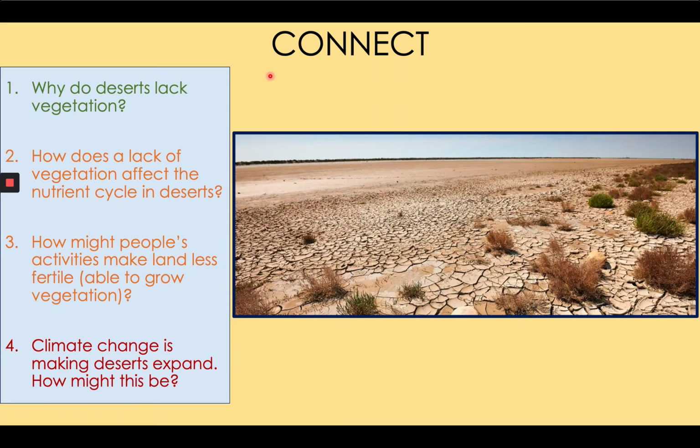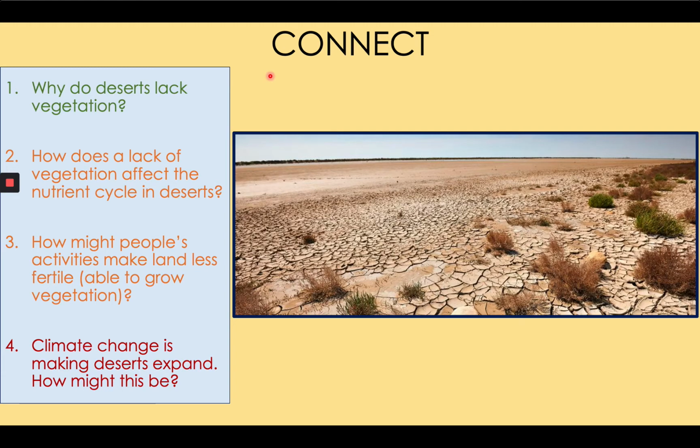2. How does a lack of vegetation affect the nutrient cycle in deserts? Well, you should have said that the nutrient cycle depends on dead organic matter being decomposed into soil and then being recycled into the roots of plants. Well, the lack of vegetation means that there is less organic matter to decompose. Consequently, the soil is less fertile and so vegetation cannot grow. With less vegetation, you have fewer consumers, animals.